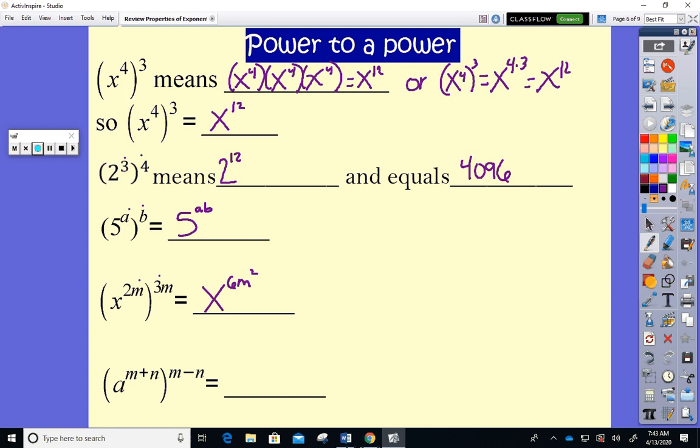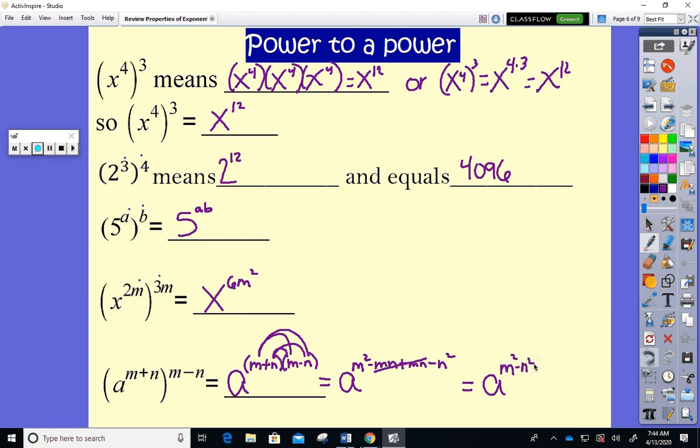Okay, now this next one's going to be a little bit harder because I leave the base alone, but I've got to say m plus n times m minus n, which means I have to do FOIL method. So first is m squared. Outer is minus mn. Inner is plus mn. And last is minus n squared. So I see that the plus mn minus mn cancels. So the final answer is a to the m squared minus n squared.